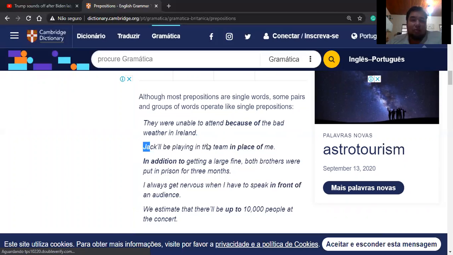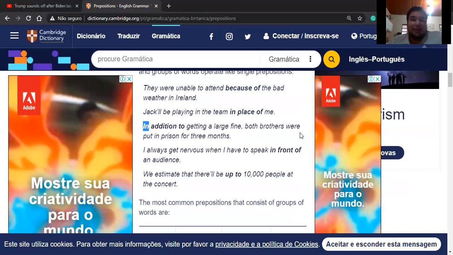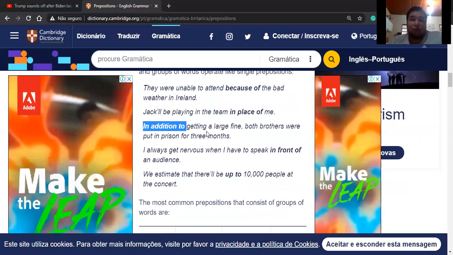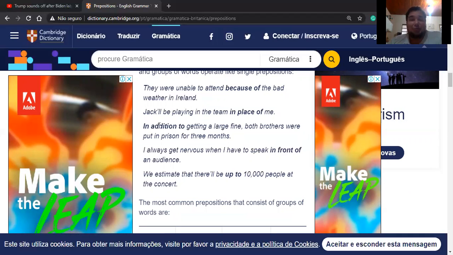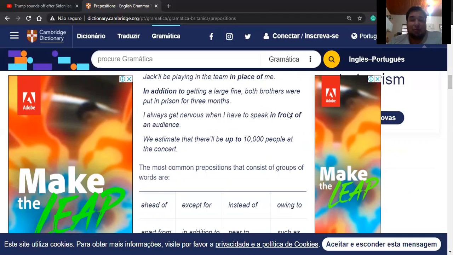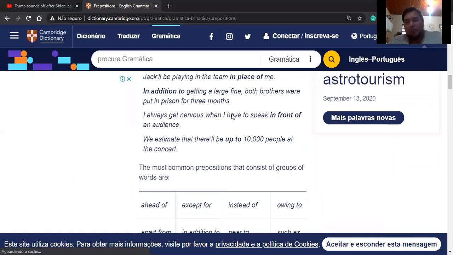Jack will be playing in the team in place of me. In place of. In addition to getting a large fine, both brothers were put in prison for 3 months. In addition to is the prepositional words there. I always get nervous when I have to speak in front of an audience. It's very common, in front of.